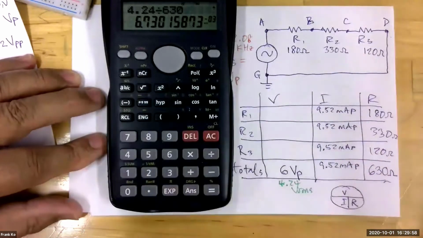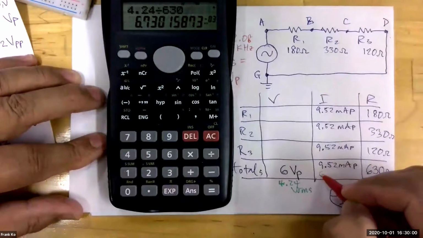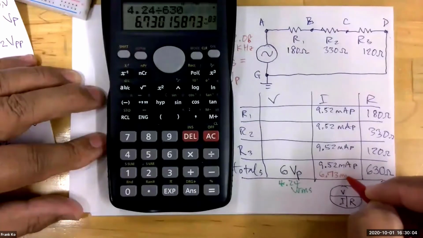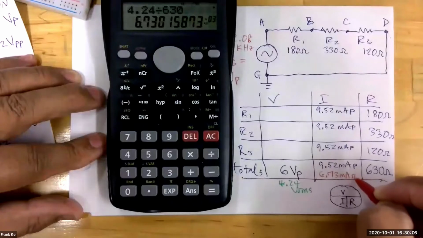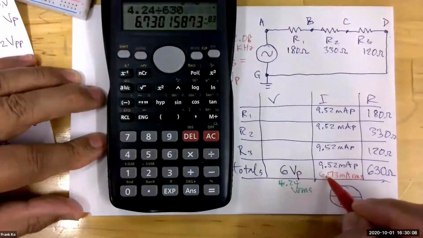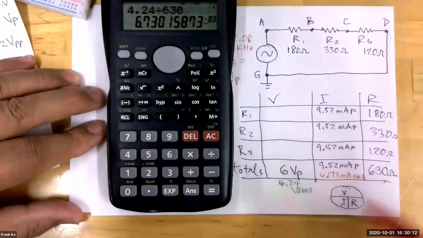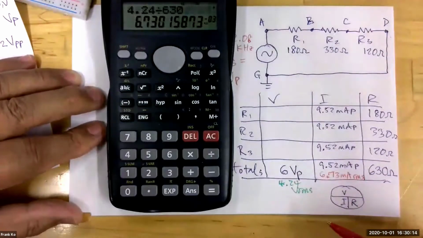Looks good. Okay, I will write this down. 6.73 milliamp RMS. And since we know current is the same, should we fill this column in with that value of current, Jacqueline?